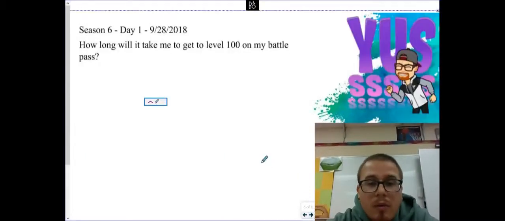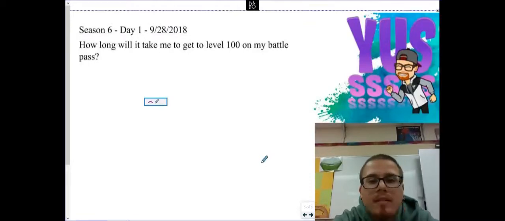So my question, how long will it take me to get to level 100 on my Battle Pass? I'm going to be honest, last season it didn't happen. I think I ended up at 70. I got real lazy, slacking. Didn't really want the Ragnarok skin. But I had level 100 the last couple seasons, so let's get back to that.